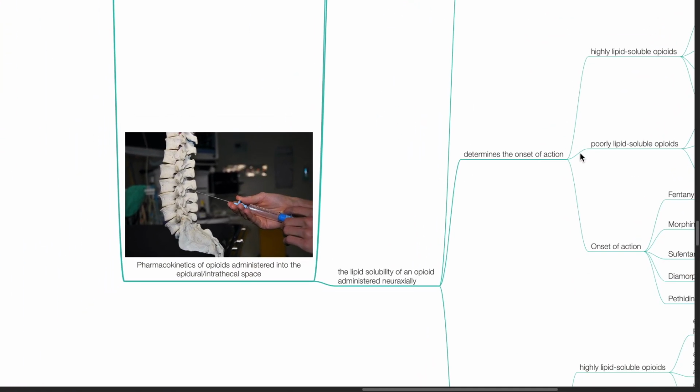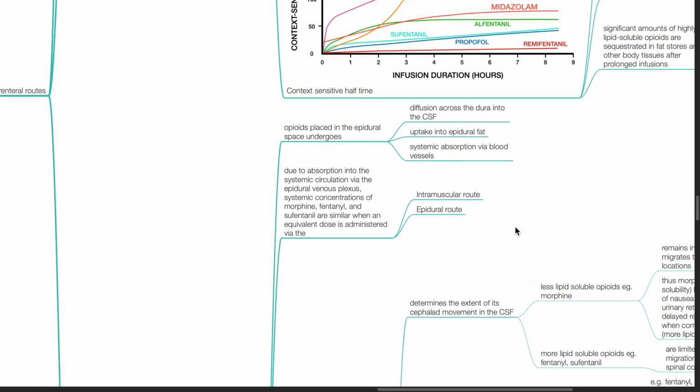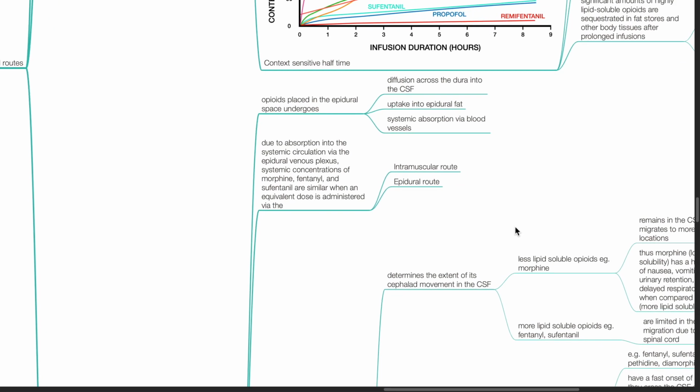Pharmacokinetics of opioids administered into the epidural or intrathecal space. Opioids placed in the epidural space undergo diffusion across the dura into the CSF, uptake into epidural fat, and systemic absorption via blood vessels. Due to absorption into the systemic circulation via the venous plexus in the epidural space, systemic concentrations of morphine, fentanyl, and sufentanil are similar when an equivalent dose is administered via the intramuscular or epidural route.